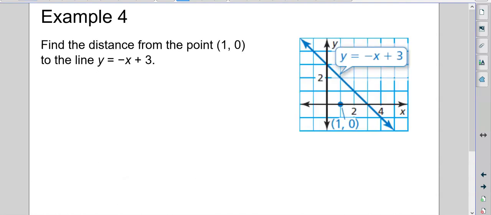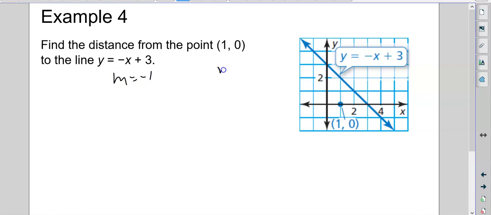Find the distance from point (1, 0) to the line y equals negative x plus 3. So remember that the distance from a point to a line must form a right angle. It must be perpendicular. All right? So therefore, we need to identify this slope, which is negative 1.